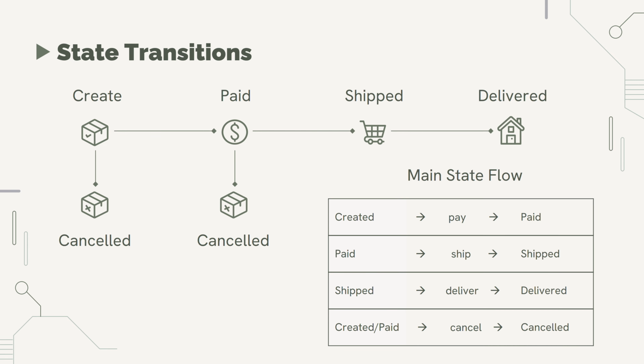This table shows the valid transitions. For example, an order starts in created, after payment it moves to paid, after shipping it moves to shipped, after delivery it moves to delivered. The order can also be cancelled before it is shipped.